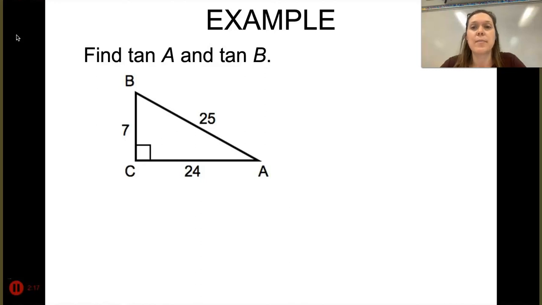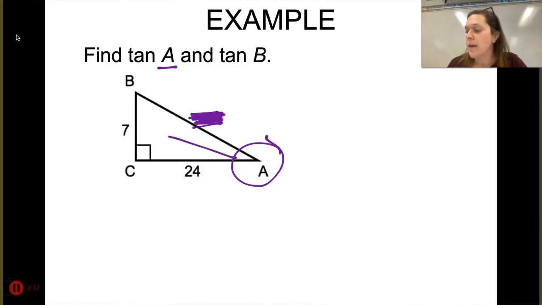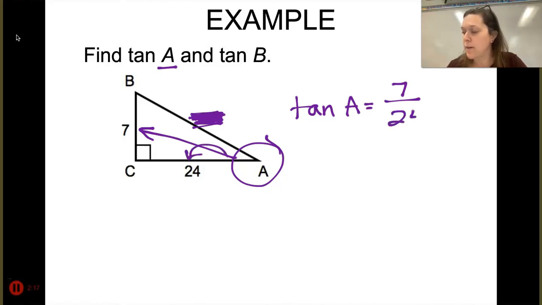Okay, so here's our first example. We're going to find the tangent of A and the tangent of B. If we're doing the tangent of A first, that means A is my reference angle. Tangent has nothing to do with the hypotenuse, so I'm going to ignore my hypotenuse, which in this case is 25. Opposite of A is 7, and adjacent to angle A is 24. So the tangent of A is equal to the ratio of 7 over 24.